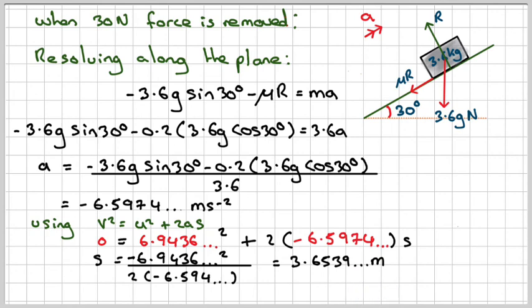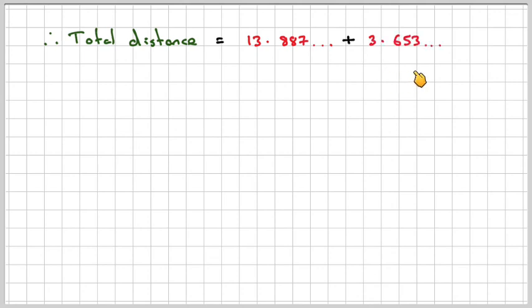3.6539 meters. Okay, so we need to add the two distances together, so the total distance will be the distance travelled in the first 4 seconds, which is 13.887, plus the distance travelled once the force has been removed, giving a total distance of 17.5 meters, correct to 3 significant figures.